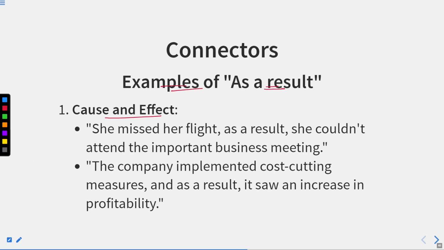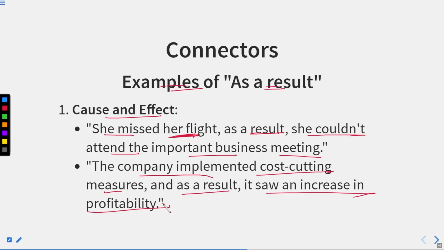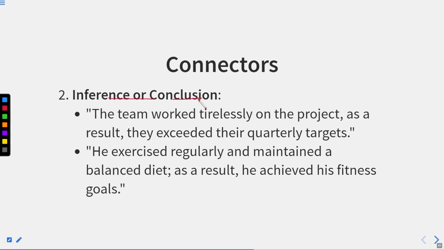Examples of as a result. First of all, cause and effect. She missed her flight, and as a result, she could not attend the important business meeting. The company implemented cost-cutting measures. As a result, it saw an increase in profitability. Inference or conclusion. The team worked tirelessly on the project. As a result, they exceeded their quarterly targets.